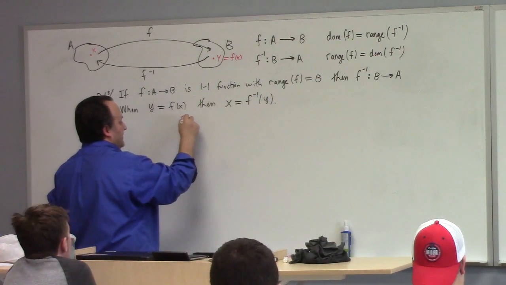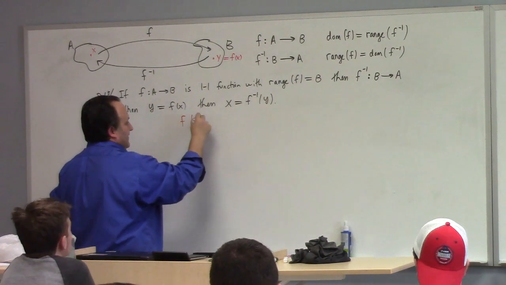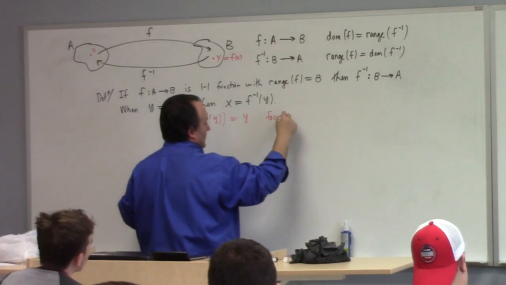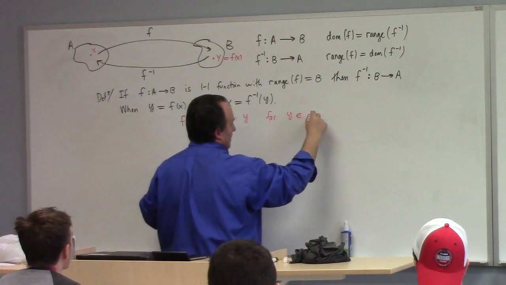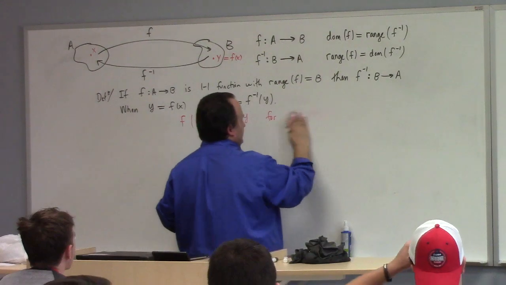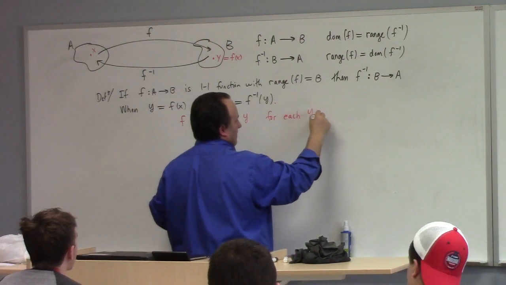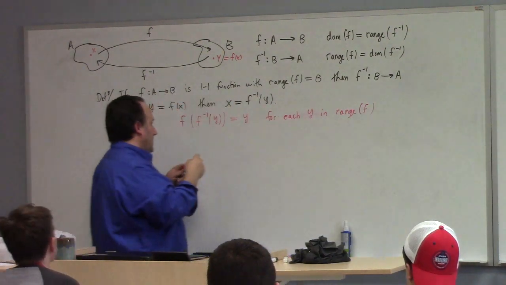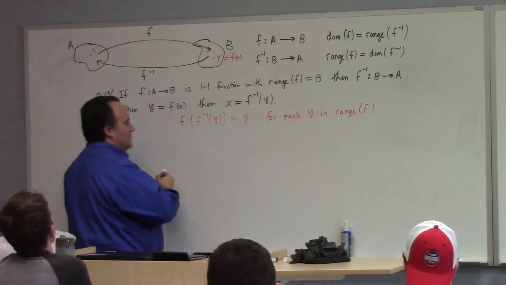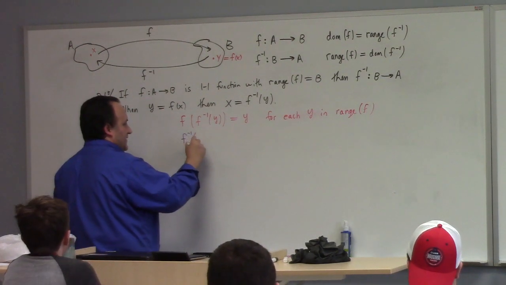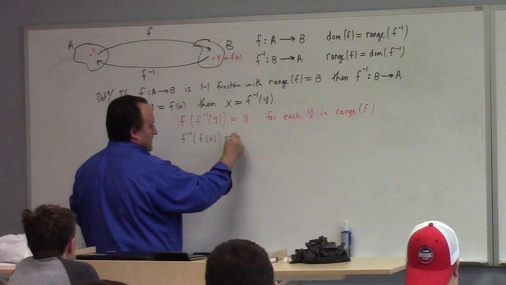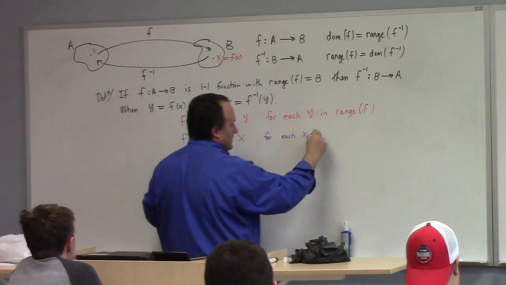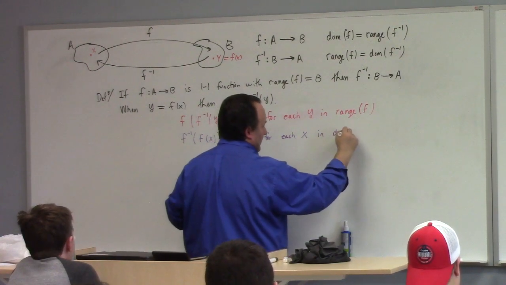What we have is f of f inverse of y is equal to y for each y in the range of f. And we also have that f inverse of f of x is equal to x for each x in the domain of f.